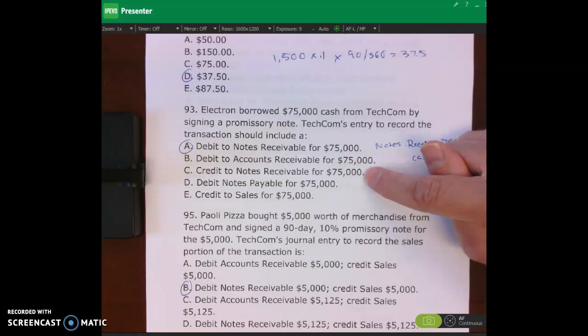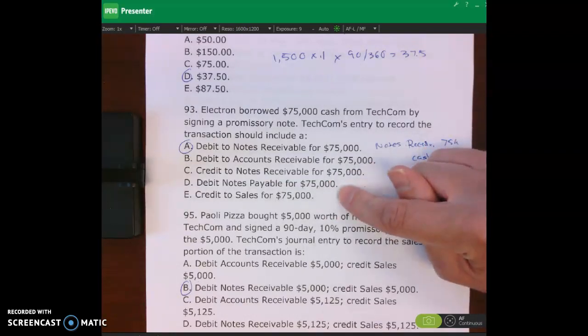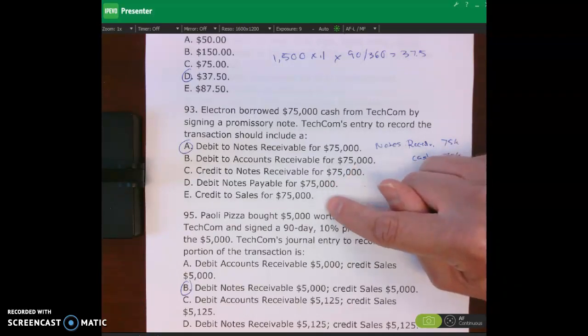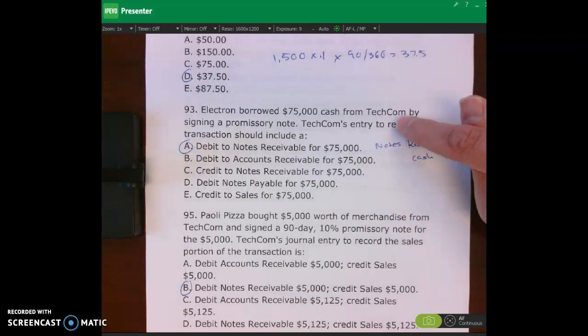C, accounts receivable, is wrong. A credit to notes receivable is wrong because that's when we get paid. This is a notes payable. That's not what we're talking about. We're TechCom. This would be when Electron pays us. That's what happens. They would debit their notes payable. And then we're not seeing anything about a sale. This is lending money.